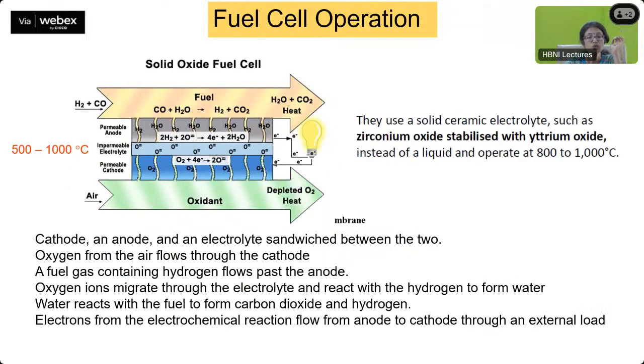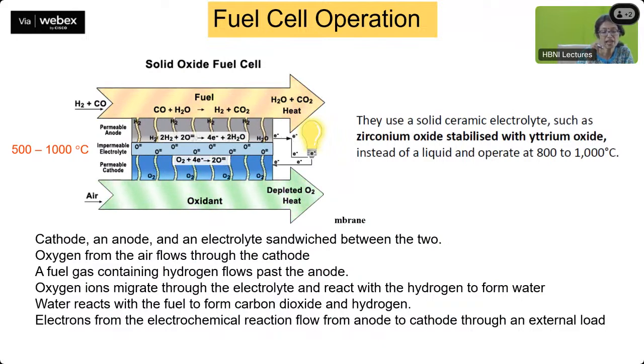Okay. So only one particular fuel cell operation I'm showing over here, which is the solid oxide fuel cell. In this case, the electrolyte you're using is a solid ceramic, which is generally zirconium oxide stabilized with yttrium oxide, instead of any kind of liquid electrolyte, and it operates at a high temperature, around 800 to 1000 degrees centigrade. So you see how it works. It has a cathode, it has an anode, and the electrolyte is sandwiched between them, and this electrolyte is a solid ceramic electrolyte.